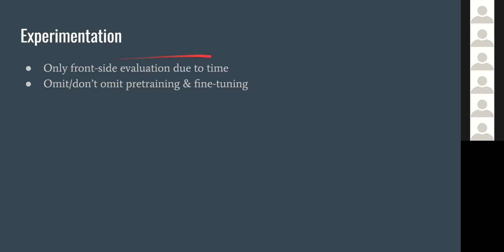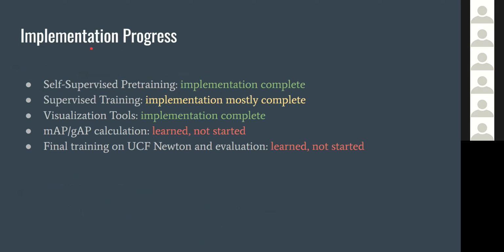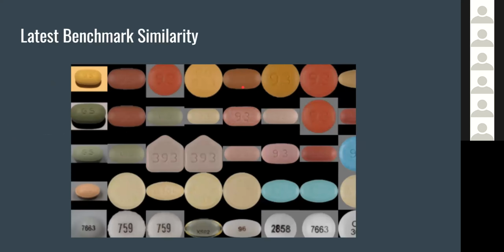I'm also only using the front side of these pills just due to time. It's a bit complicated to try and use both, and it's a bit confusing how the metric is even evaluated when you get front and back sides of pill images. So as far as progress goes, the self-supervised pre-training is basically done. My nice pretty tools for displaying how things are going are done. The supervised pre-training is unfinished, and my final training and implementation of the actual metrics for the benchmark are not done.